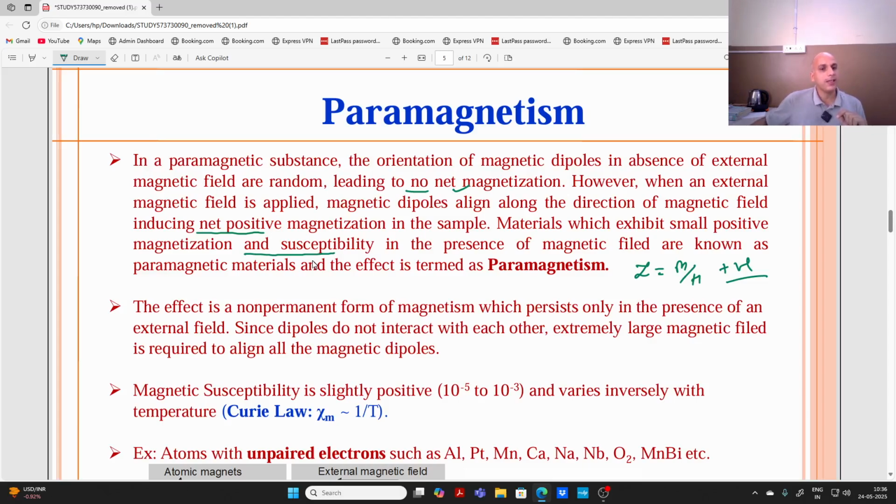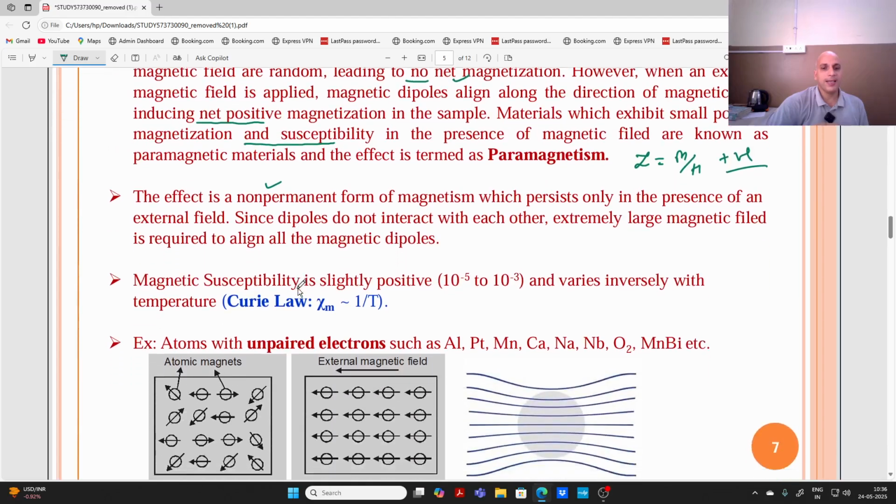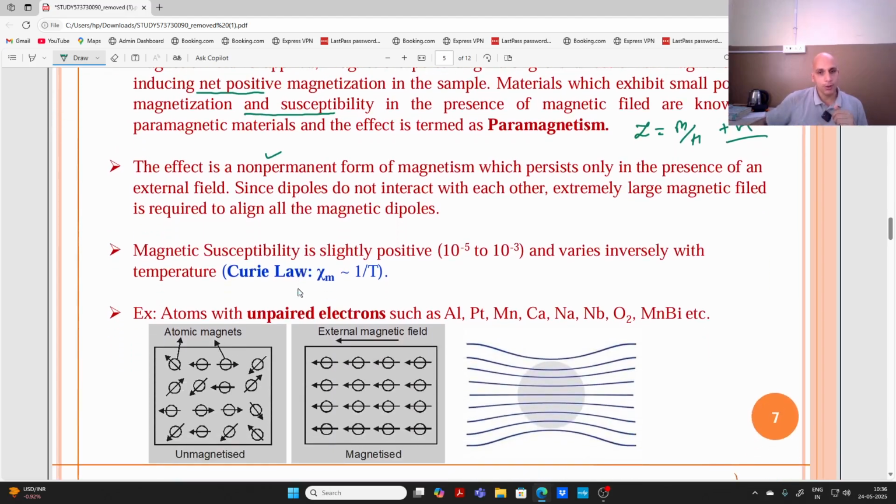Again, this effect is non-permanent. I mean, if we remove the magnetic field, the material will get demagnetized. No magnetization will be there. It persists only in the presence of an external field, right? Now, magnetic susceptibility is slightly positive, as I told you. Its value is 10 raised to power minus 5 to 10 raised to power minus 3.